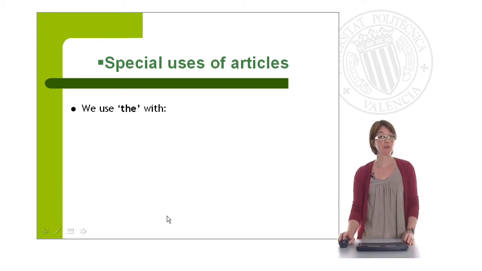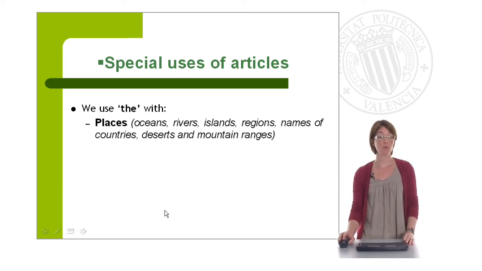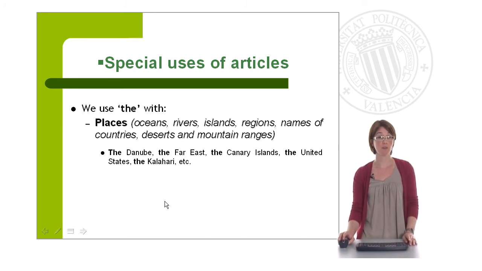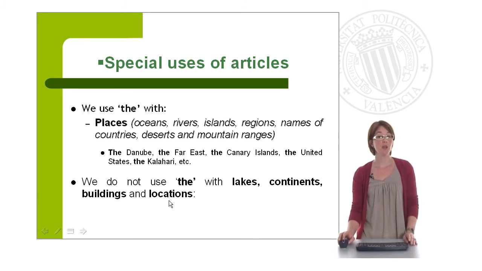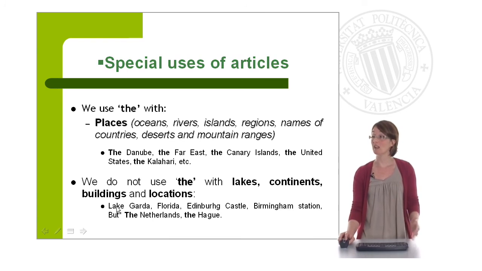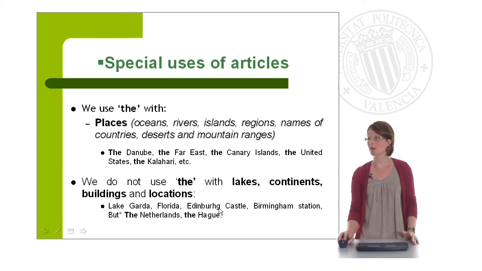Right. Some other special uses of the are the following. We normally use the with places, especially if they are oceans, rivers, islands, regions, the name of countries, deserts and mountain ranges. For example, the Danube, the Far East, the Canary Islands, the United States, the Kalahari. But we do not use the with lakes, continents, buildings and locations. For example, we say Lake Garda, Florida, Edinburgh Castle, Birmingham Station, but we say the Netherlands, The Hague.